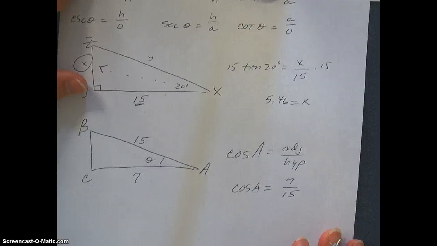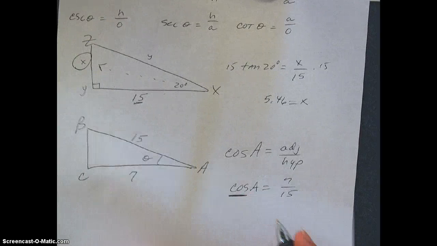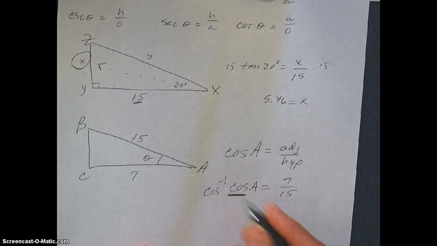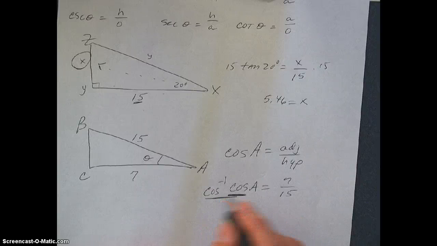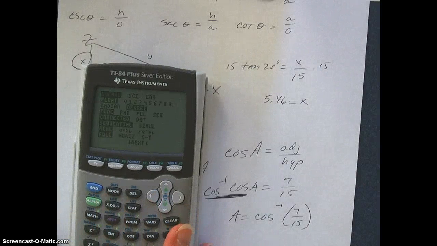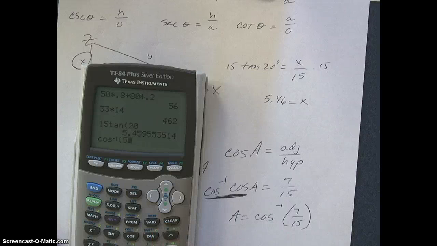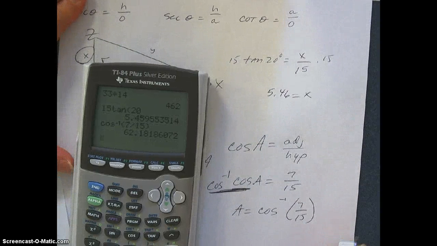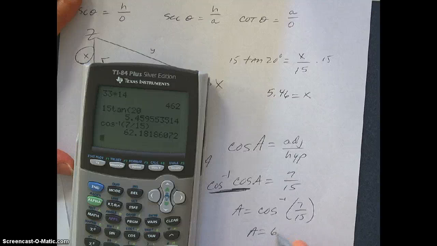When you want to get rid of a trig function, remember we'll do the inverse. So that gets rid of the cosine, so A would equal cosine inverse of 7/15. Again, making sure that we're in degree mode. Cosine inverse of 7/15 will give us angle A's measurement as 62.2 degrees.